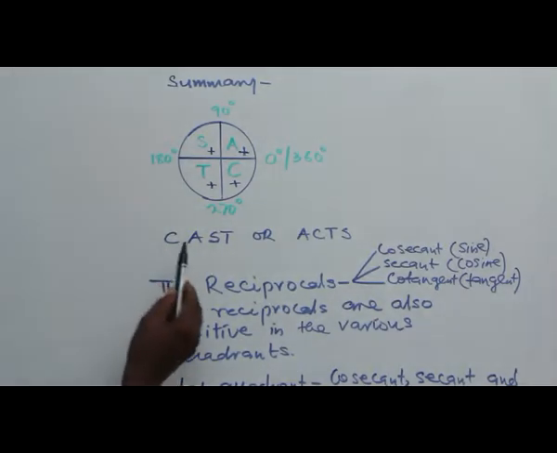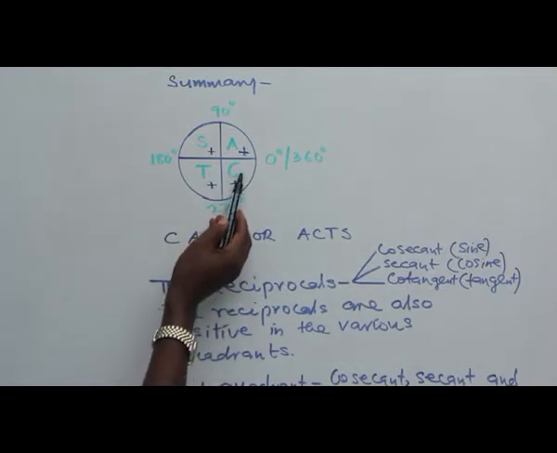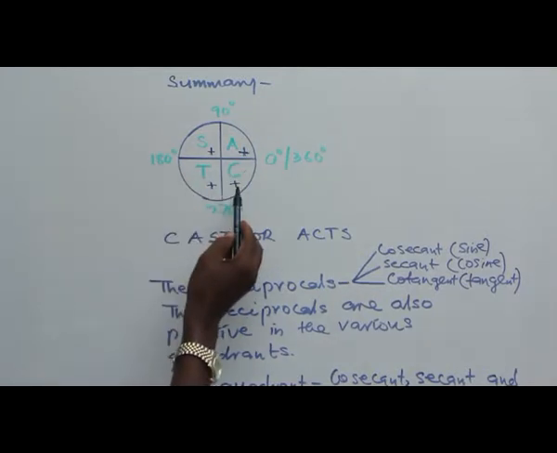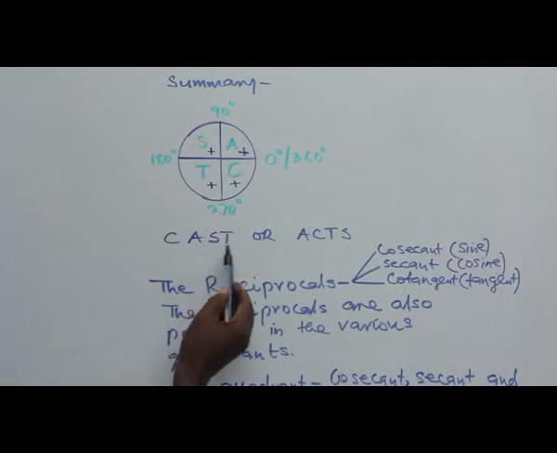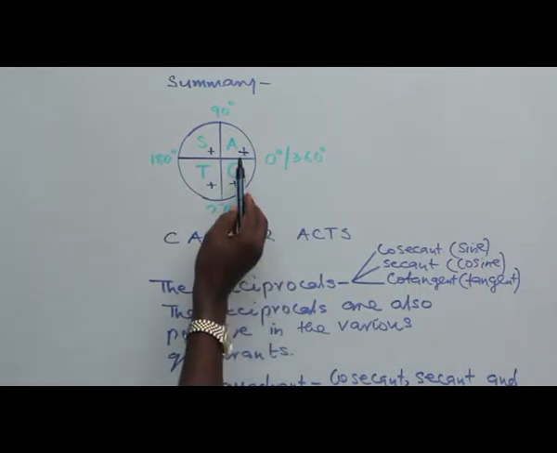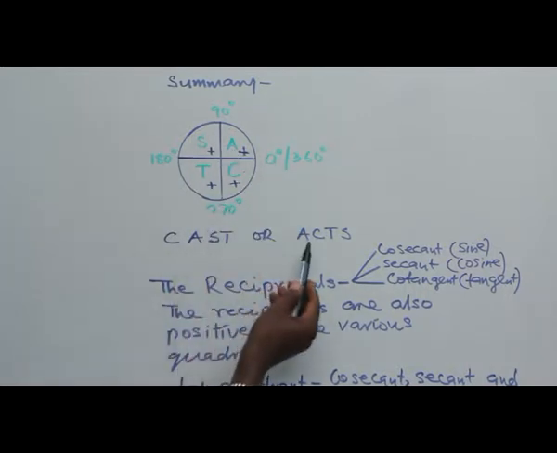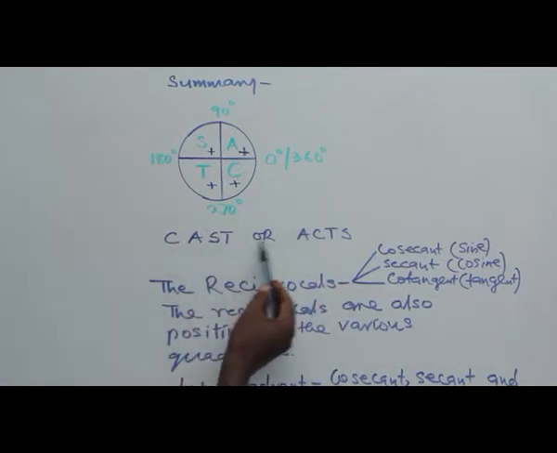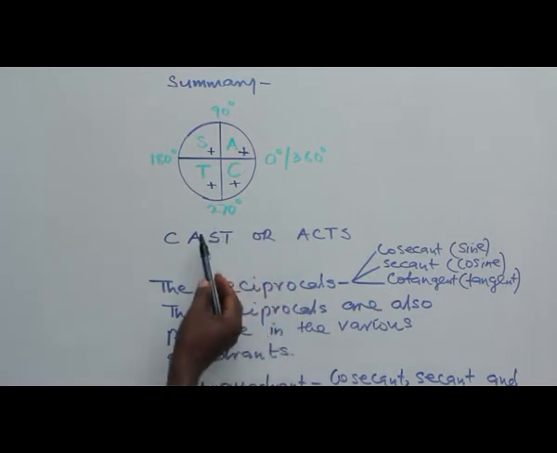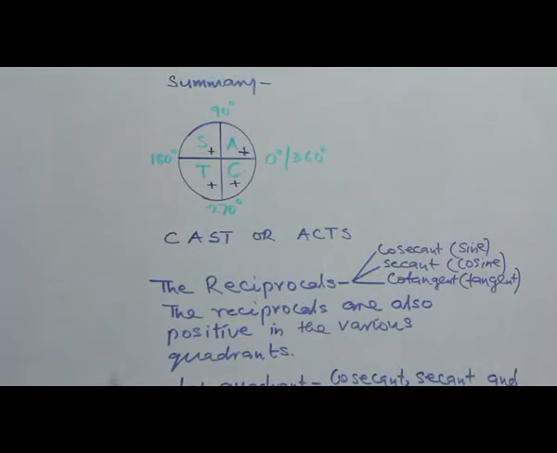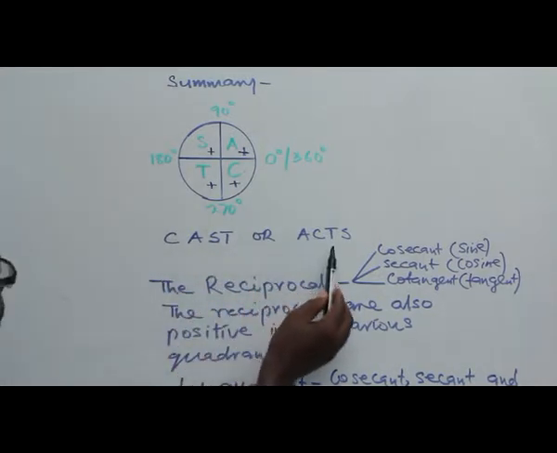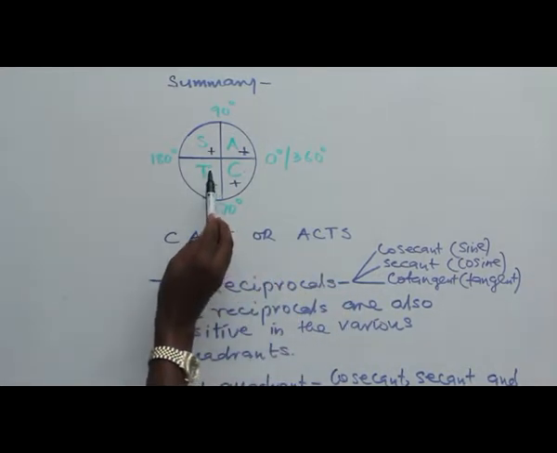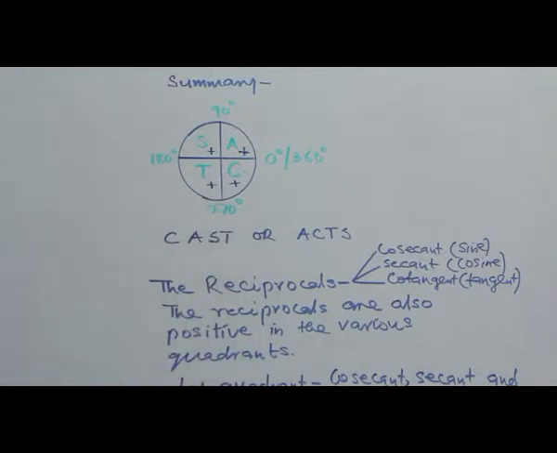So in other words, using a mnemonic, we can say CAST, starting from the fourth quadrant and going anti-clockwise. Or we can start from the first quadrant and go clockwise: ASTC. So any of them you recall will be able to give you an idea of what is positive or negative in the various quadrants. So you can say CAST or ASTC as represented by the diagram here.